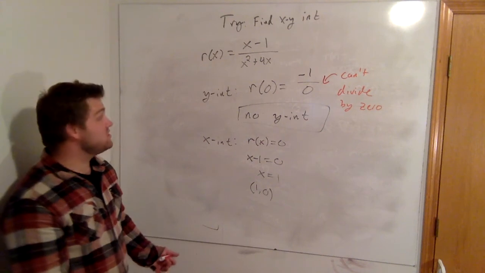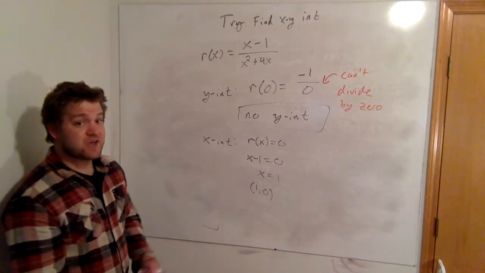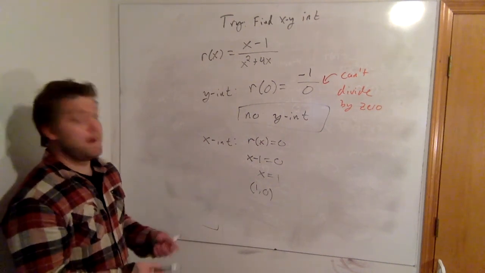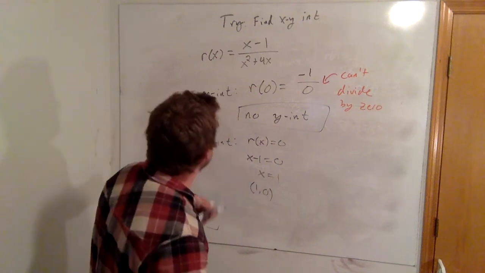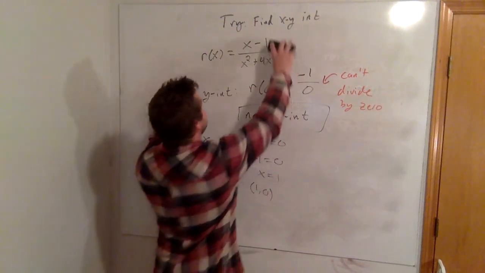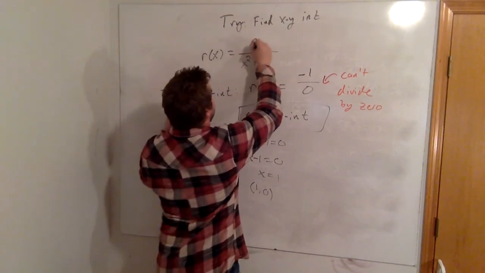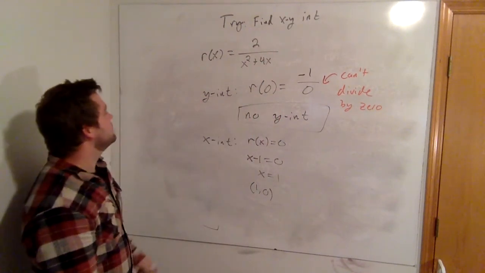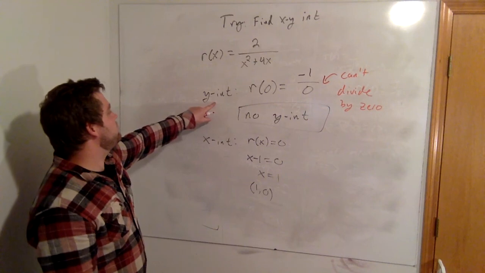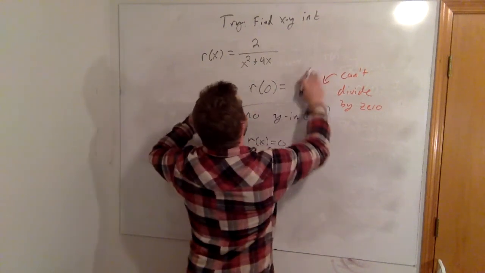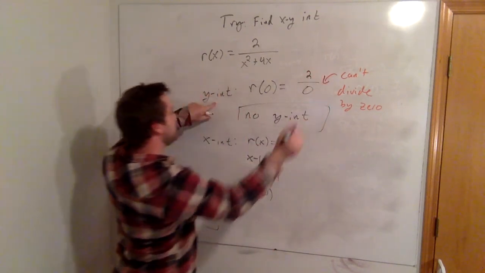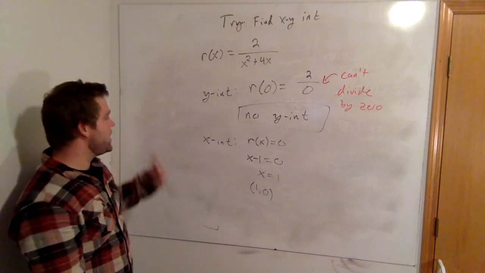Is there a situation where I'll have no x-intercepts and no y-intercepts? Yeah. I could tweak this problem. Let's make the numerator 2. Here's a good example. So what is this going to change? Well, for my y-intercept, I'm now going to get 2 over 0. I still can't divide by 0, so there's no y-intercept.